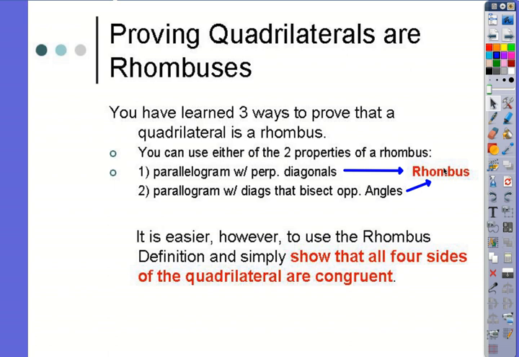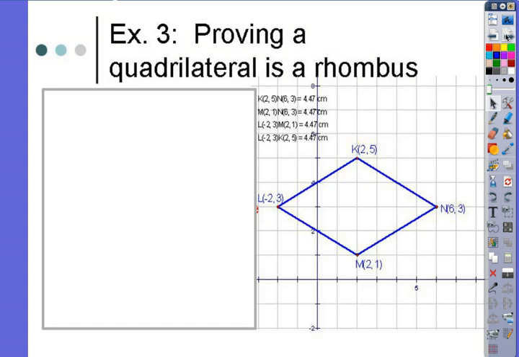Now let's look at a specific example. What about this one? Say that we've got a quadrilateral drawn in the xy plane, so we know the coordinates of all four vertices. Okay, now what are my strategies here? How could I show that quadrilateral KLMN is a rhombus? What could I do? Yes, sir.